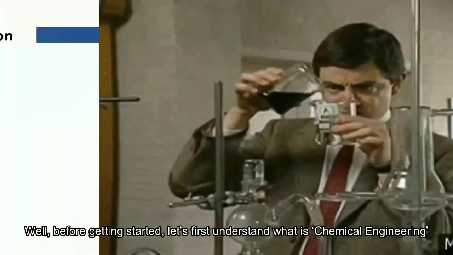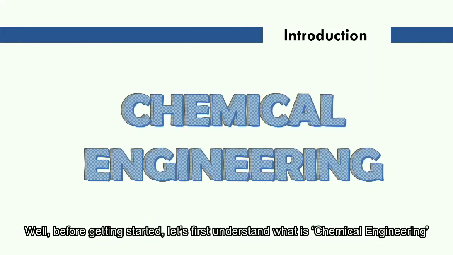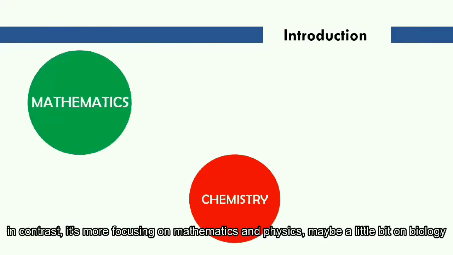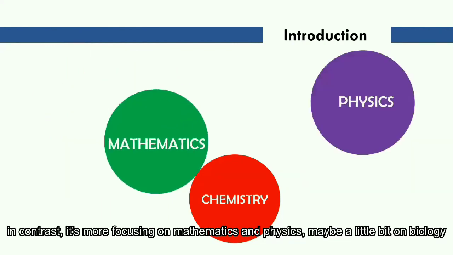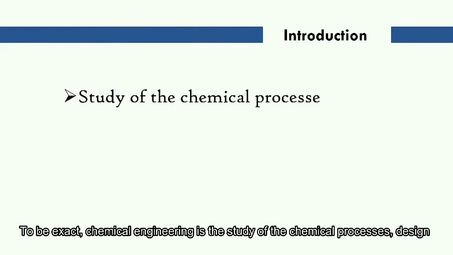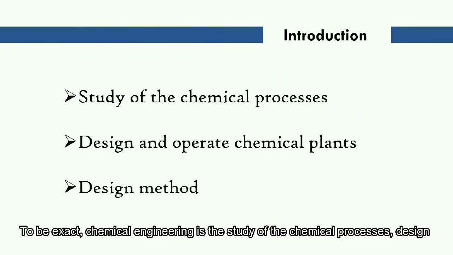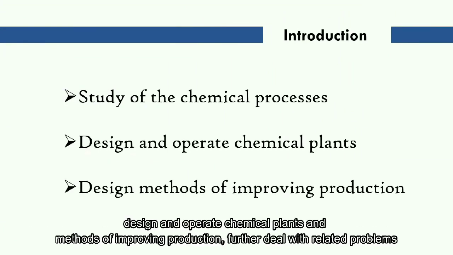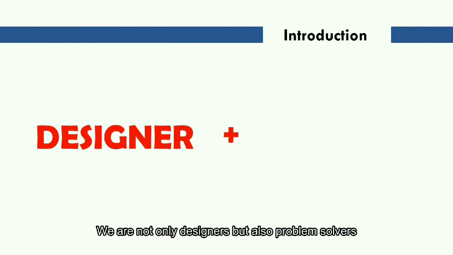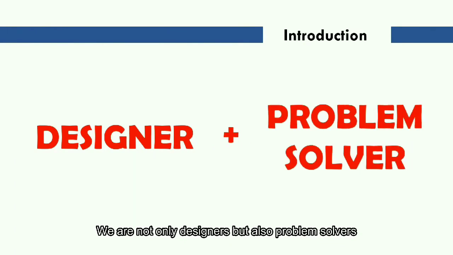Well, before getting started, let's first understand what chemical engineering is. You might feel surprised that our study is not all about chemistry. In contrast, it focuses more on mathematics and physics, maybe a little bit on biology. To be exact, chemical engineering is a study of chemical processes, designing and operating chemical plants and methods of improving production, and further dealing with related problems. We are not only designers but also problem solvers.